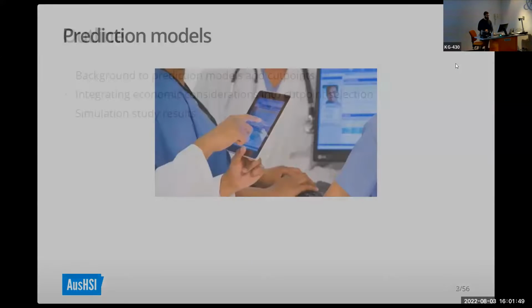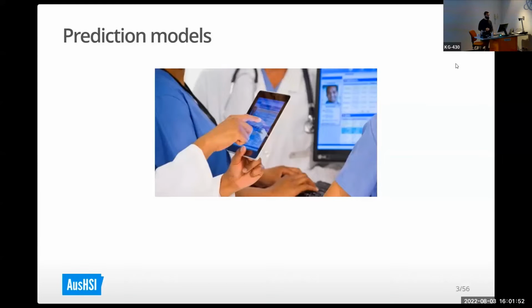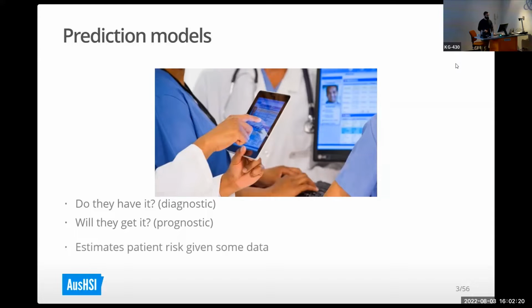So first, there's clinical prediction models, and these are the system which underlies a lot of decision support systems that clinicians will use to make better healthcare decisions. There are models which are diagnostic, informing us of whether a patient has a condition, and there are those that are prognostic, which are predicting some future healthcare event or diagnosis. Either way, these are estimating patient risk given some data about that patient.